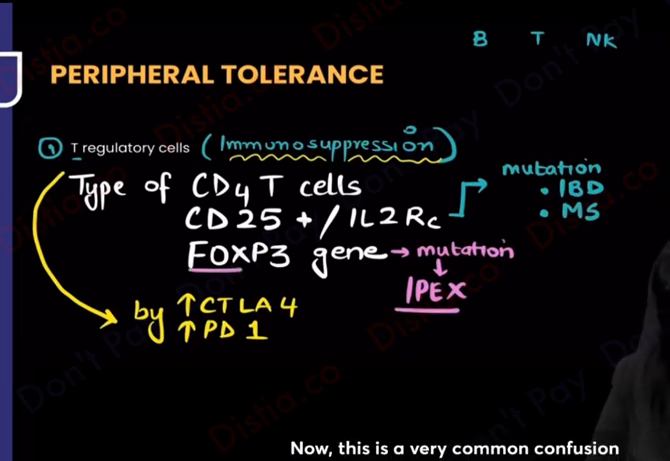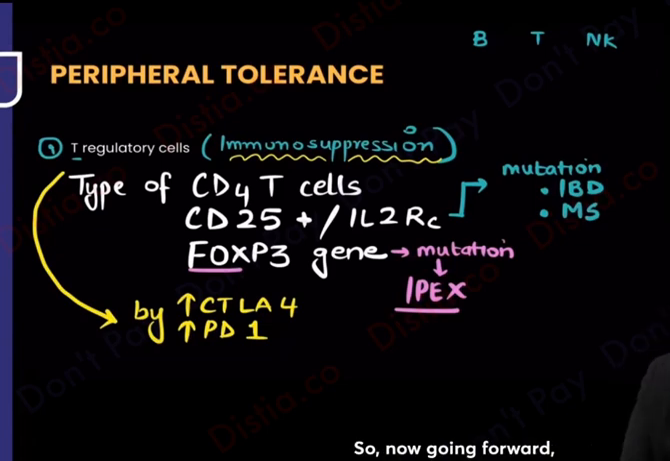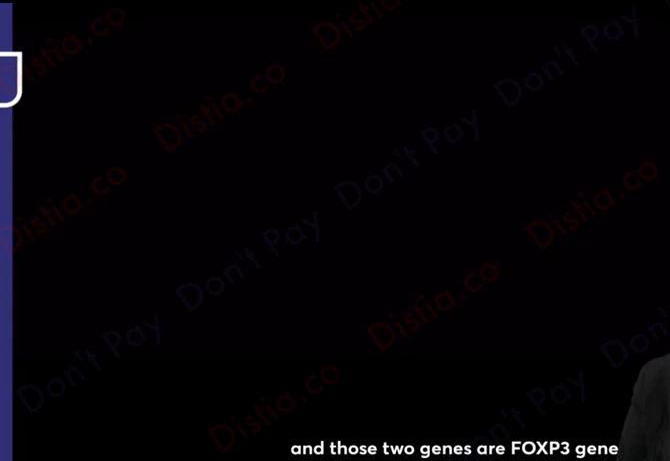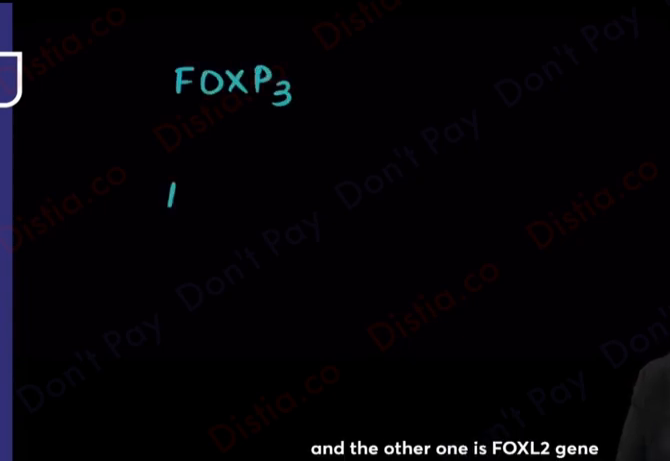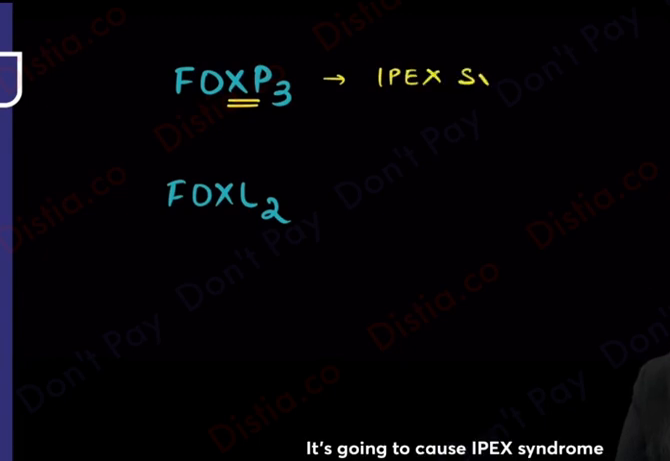Now this is a very common confusion that the students have, which I want everyone to sort out in one go. Dekho, do genes hote hain. So now going forward, we need to know the difference between two very important genes. And those two genes are FOXP3 gene that you'll read, and the other one is FOXL2 gene that you'll study. Very similar sounding, so we tend to get confused. Remember FOXP3, the way you say FOX, it reminds you of PEX. So what is the syndrome that it's going to cause? It's going to cause IPEX syndrome that you were studying right now. What is IPEX syndrome, guys?